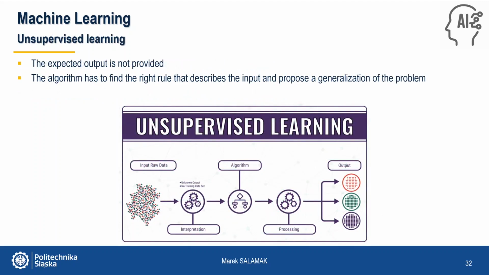In unsupervised learning, the expected output is not provided. The algorithm has to find the right rule that describes the input and propose a generalization of the problem.